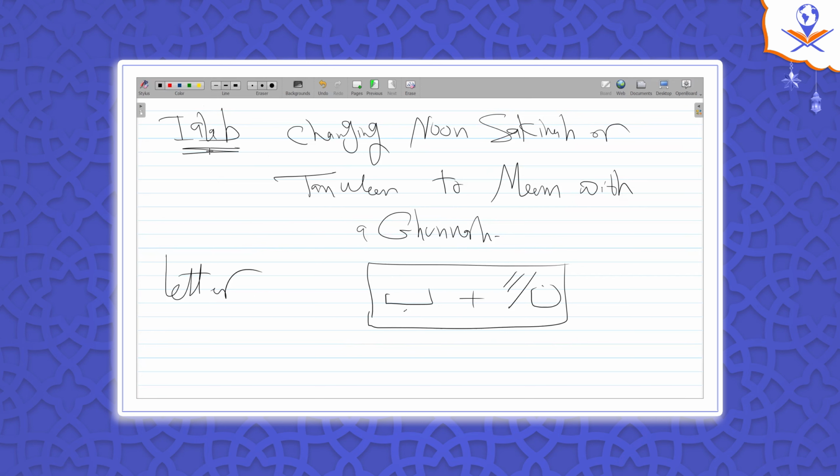So again, what does the word إقلاب mean? إقلاب means we change the noon ساكنة or tanween into meme with a غنة. When? Only if it's followed by باء. Get my point? So in one or two words.